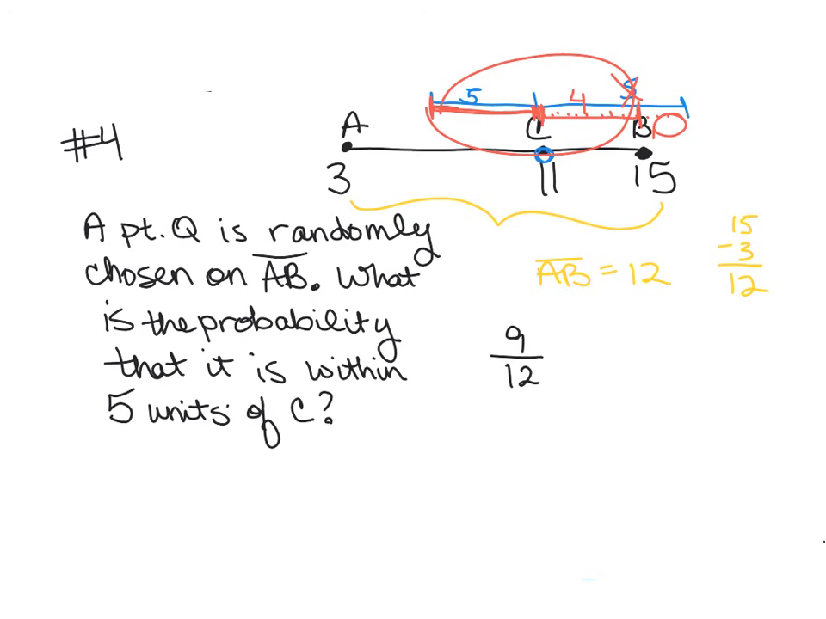So the possibility of picking point Q within 5 units of C landing on segment AB would be 9/12, which simplifies to 3/4. And that concludes your notes on probability.